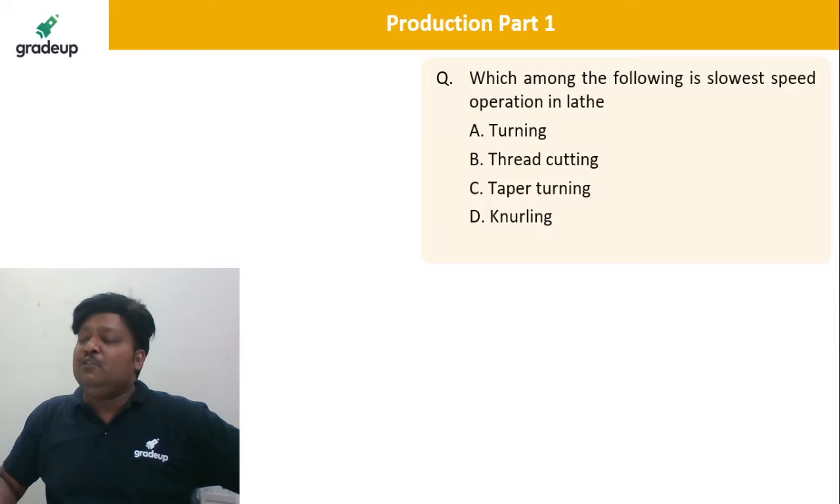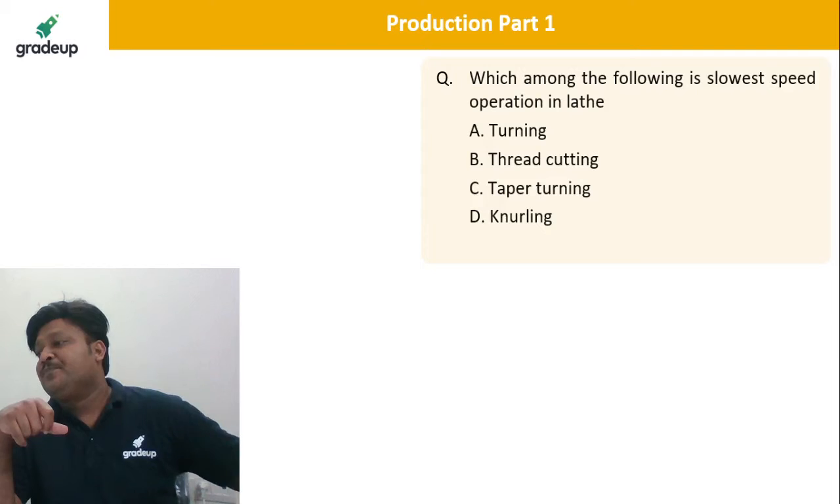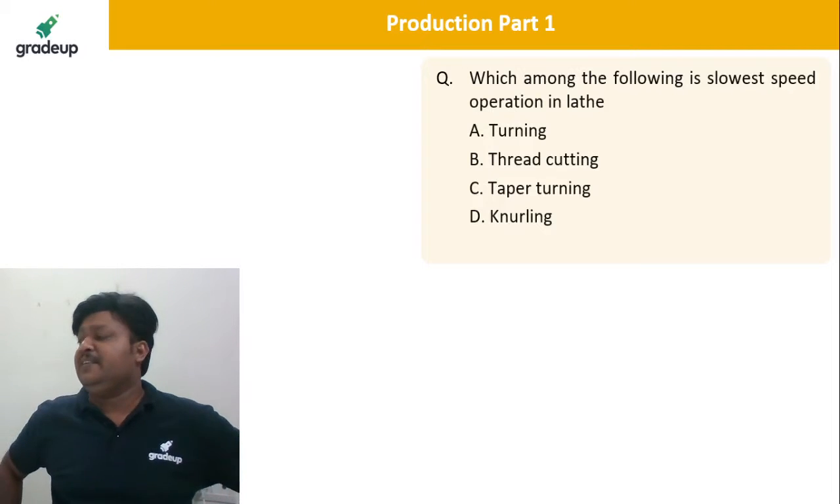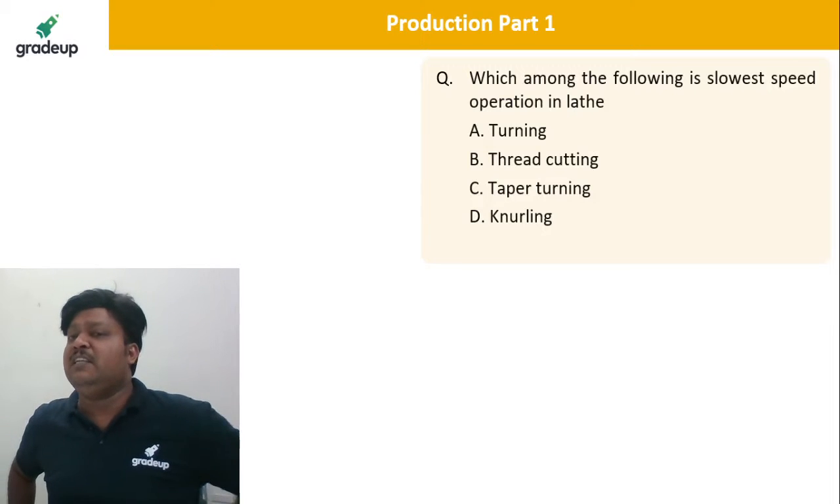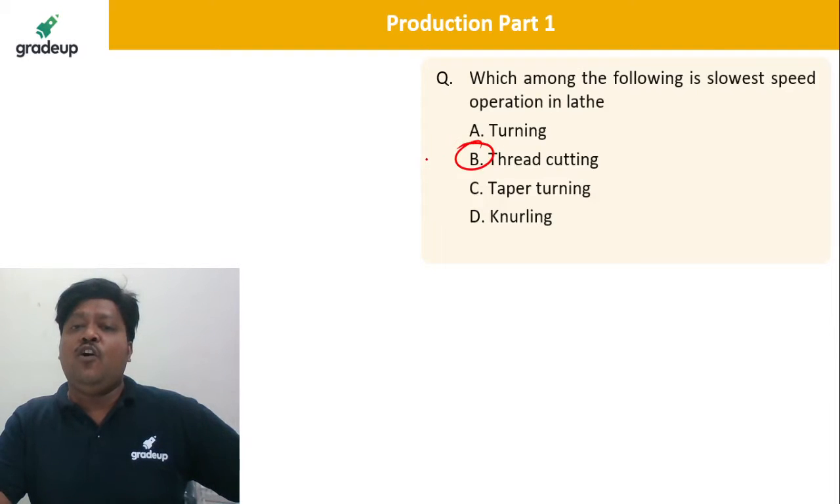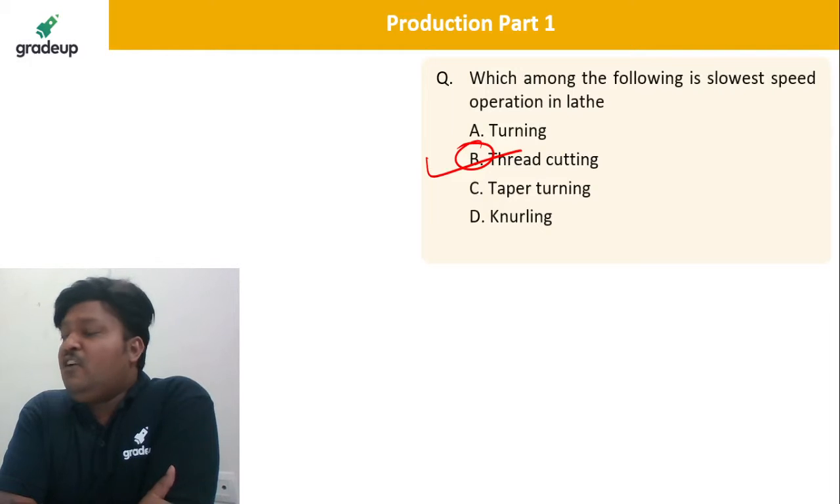See, the knurling, even though it is a small operation, it is not quite so critical an operation. You are simply making the grip. So thread cutting, dear, this is a very, very critical operation. Yes, it is the slowest operation on the lathe. Thread cutting. Not even taper turning, not even knurling. It is thread cutting. Very nice, very nice. Very good, Kuldeep. Not D, dear. It is B only, thread cutting.